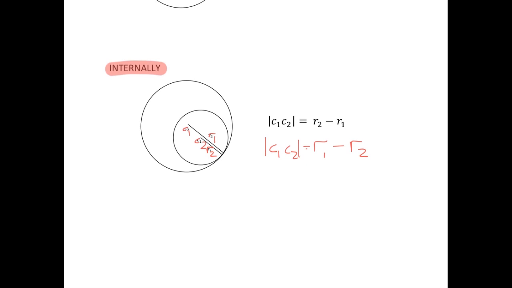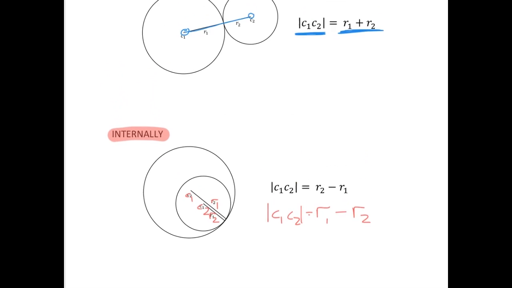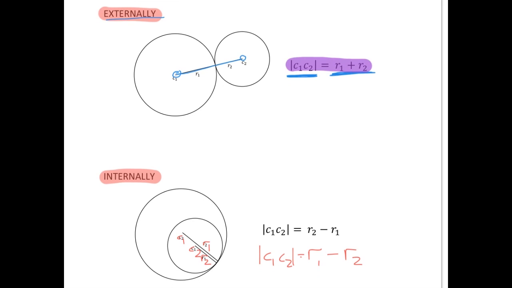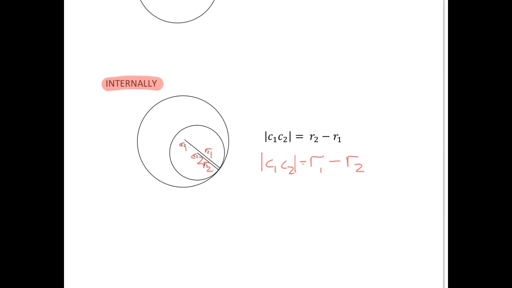So you just have to be careful how you label them, but the main idea is that for external, the distance between the two centers is the sum of the two radii, but internally, the distance between the two centers is the difference between the radii. So there's a minus instead of a plus.